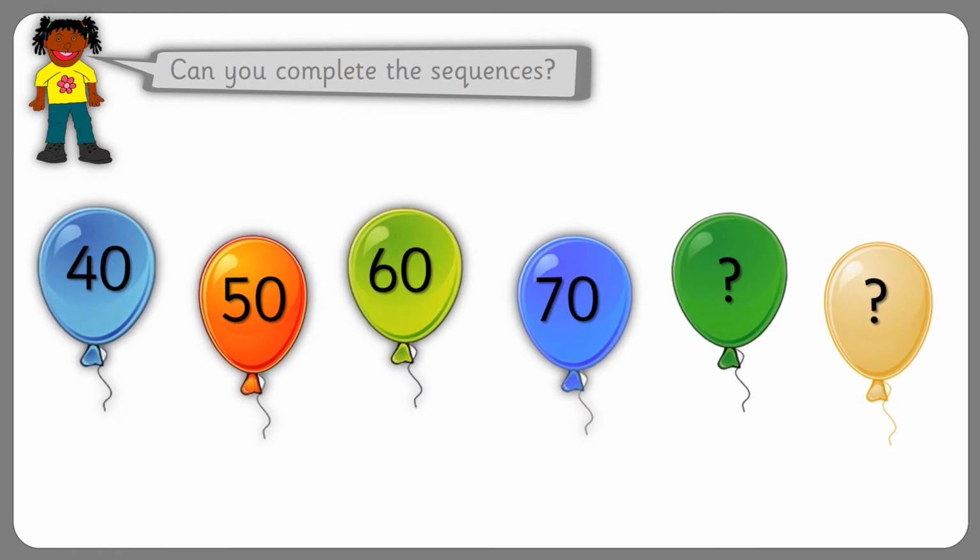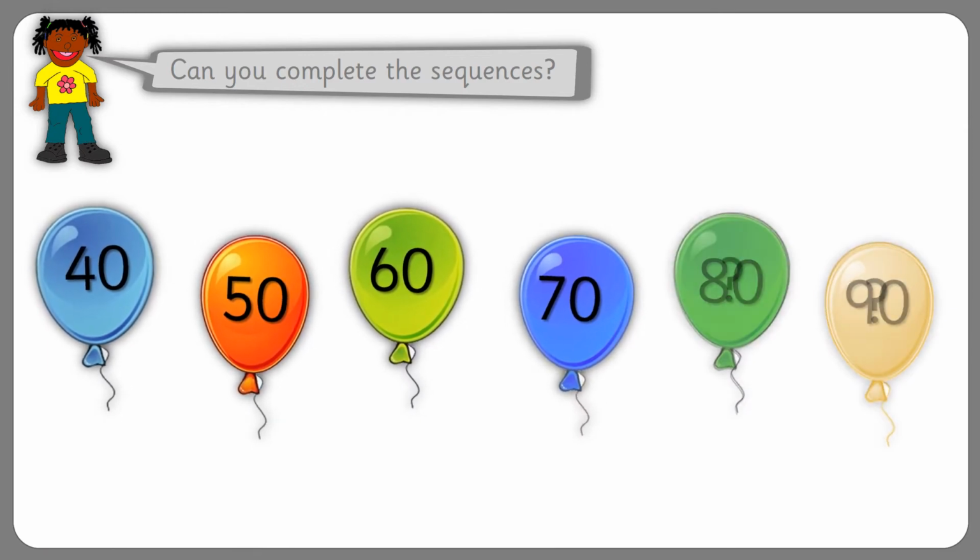So what's happening here? 40, 50, 60, 70. So we're counting on in tens. So if we count on in tens from 40 to 50 to 60 to 70, the next number will be 80, and then it will be 90. Okay, let's look at another one.